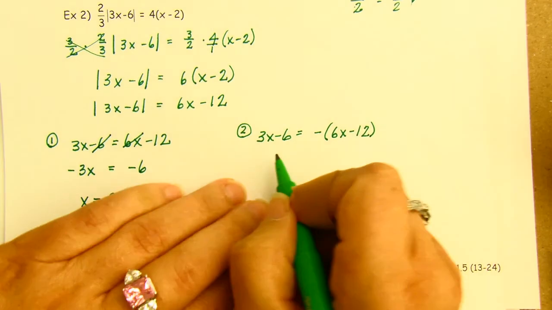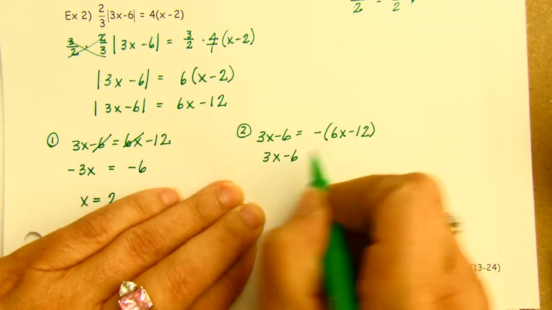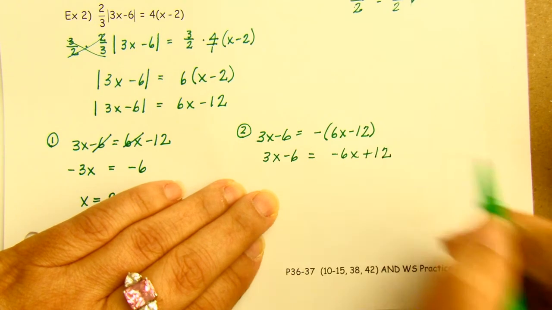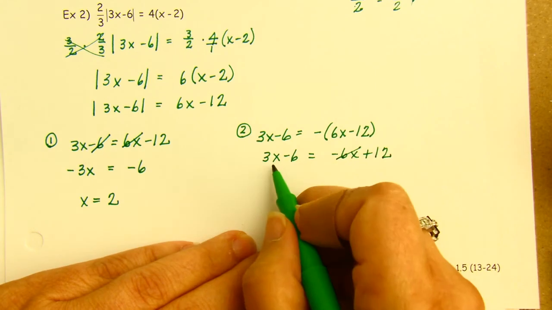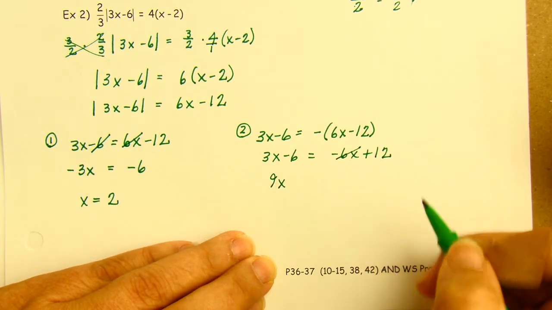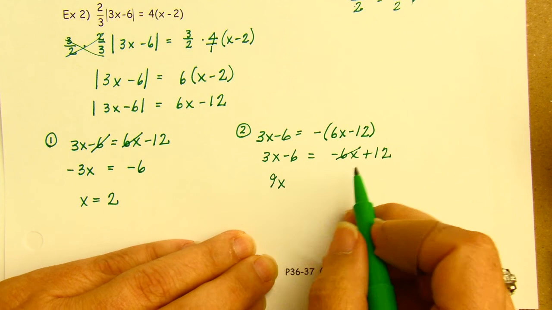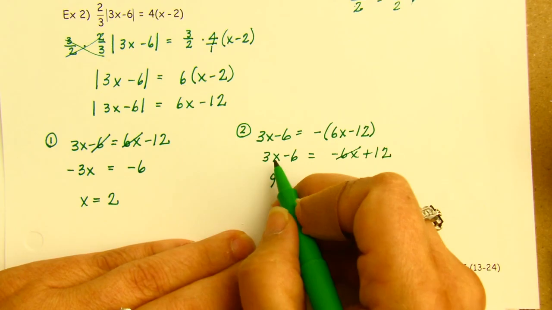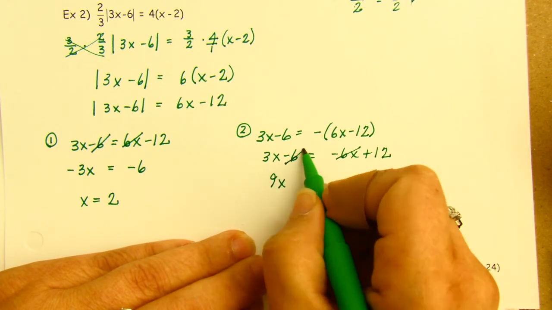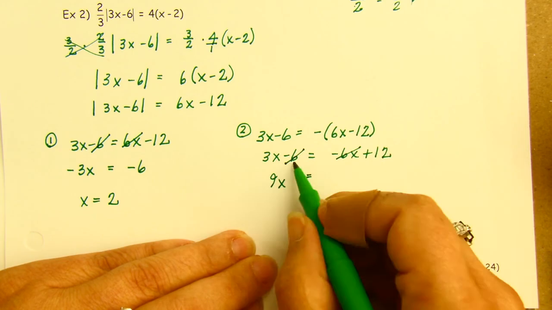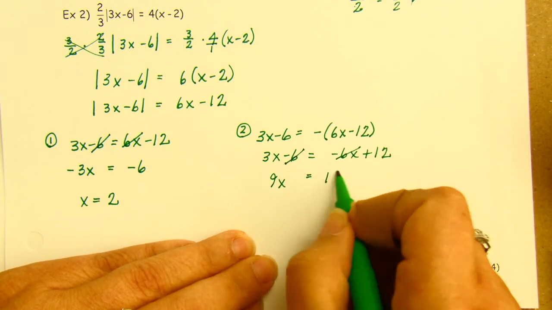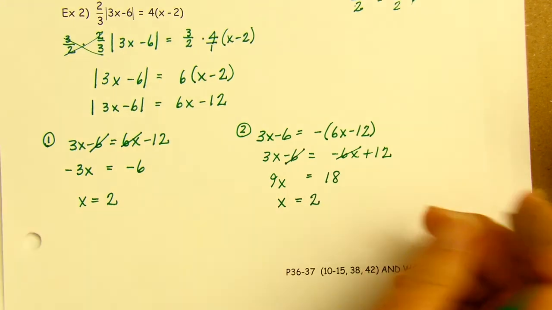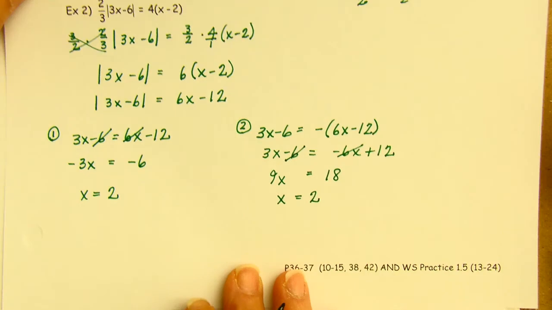Over here, I'm going to distribute the negative, so I got 3x subtract 6 equals negative 6x plus 12. This time, add 6x to the 3x, and you get 9x. See, I like to not show all this stuff. So I cross it off, and then in my head, I know I'm adding. And then I cross this off, and I know I'm adding. So when I add 6 to 12, I get 18. And when I divide, I get x is 2. Well, that's nice. I get the same output for both the positive and the negative case.